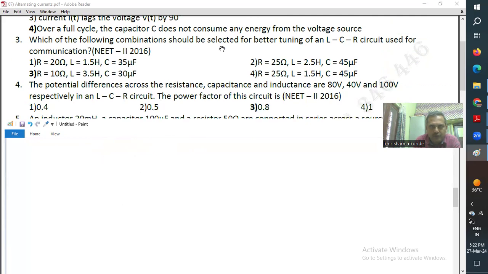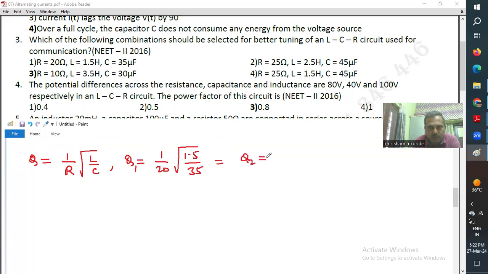Which of the following combinations should be selected for better tuning of an LCR circuit? So based on the value of the quality factor you get, you will have to write the answer. Quality factor, remember, is 1 by R under root L by C. So each value you need to check. In whichever case the quality factor is more, that will be your answer. So Q is equal to, in the first case, R is 20, L is 1.5, divided by 35. So just simplify this. This is the first case.